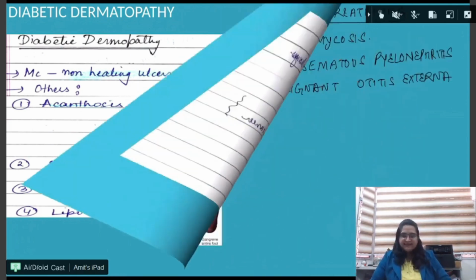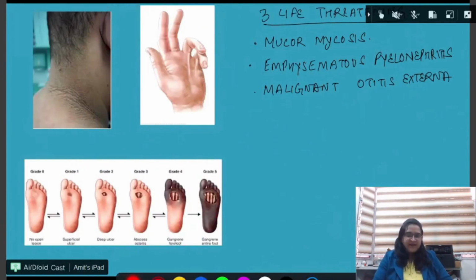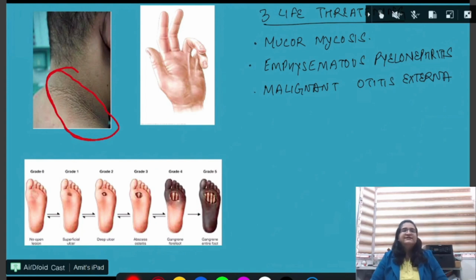Okay, next, please see these diagrams, everyone. This is what? Acanthosis nigricans. This is what? Dupuytren contracture. And this is your diabetic foot.